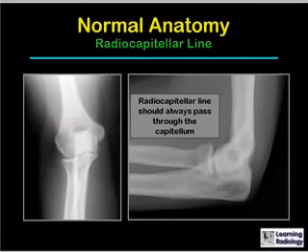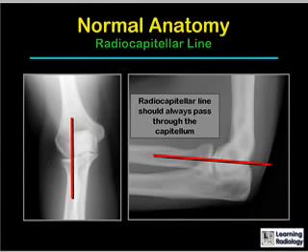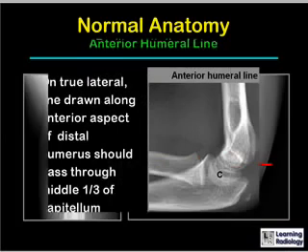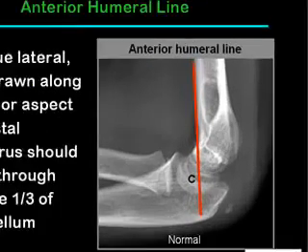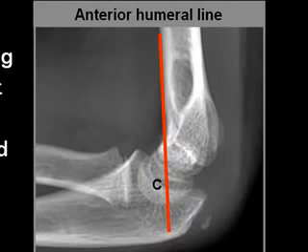The radiocapitellar line is a line which is drawn parallel to the shaft of the radius. It should always pass through the capitellum, no matter what position the elbow is in. The anterior humeral line is drawn on a true lateral view of the elbow. It is a line that is parallel to the anterior aspect of the distal humerus, and it should normally pass through the middle third of the capitellum, as is shown here.